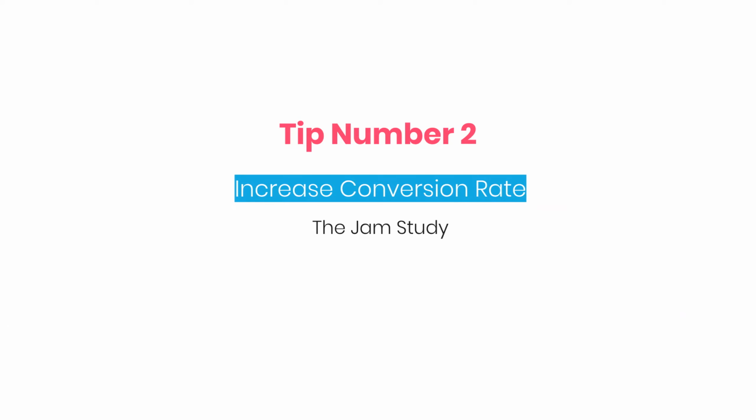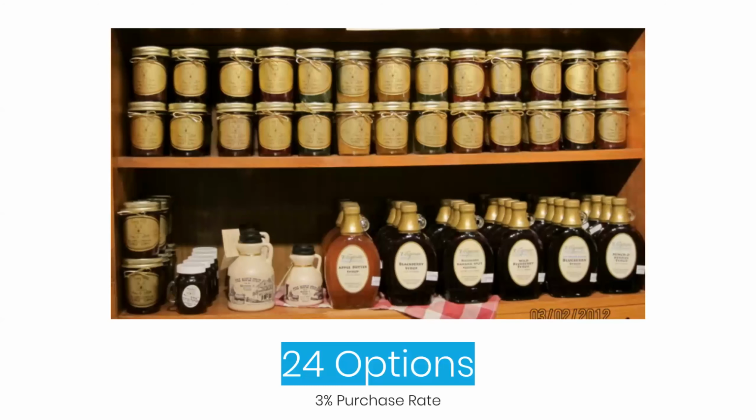study. And this is a study that was done a long time ago, and it really works for what Trader Joe's is doing, but it really, really works for website design. And this is how the study goes. They did a test where they had 24 options of jellies for people to buy. And when they had 24 options, the conversion rate was only 3%.